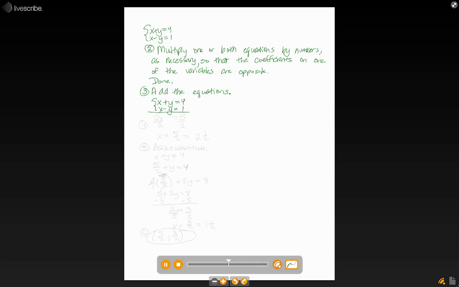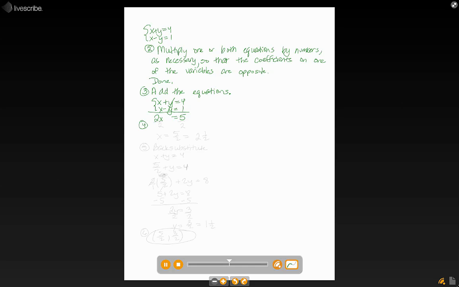x plus x, 2x. Plus y minus y. Poof. You see why I wanted opposites there? Yeah. So that they do go poof. And then 4 plus 1, 5. And then you can guess the rest is almost identical to the substitution method. What are you going to do next?